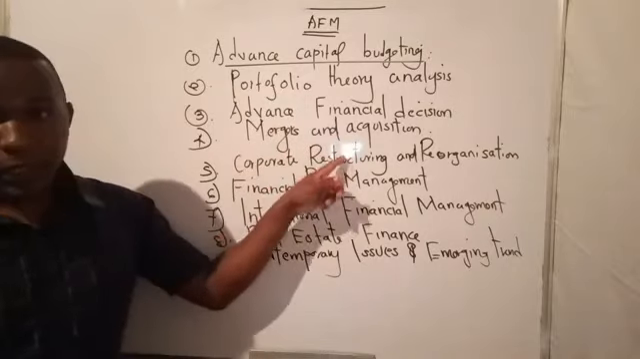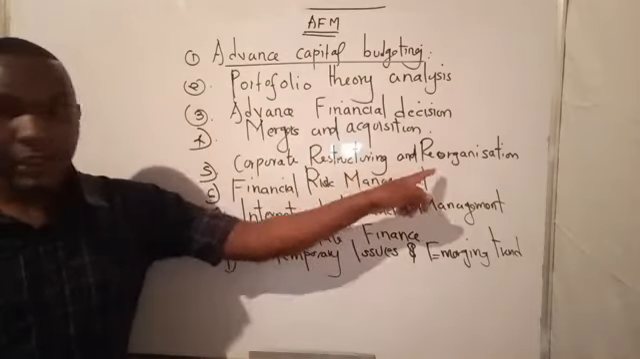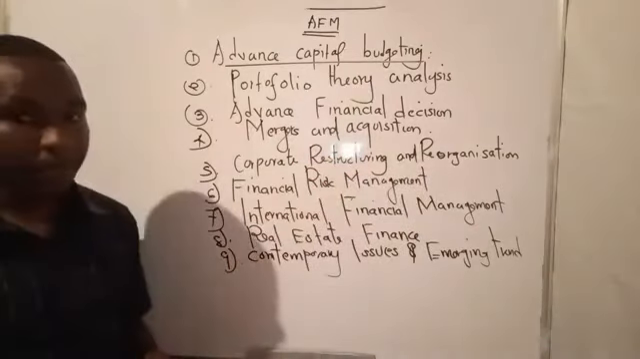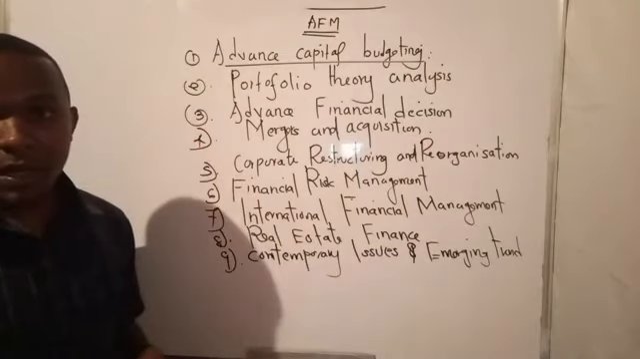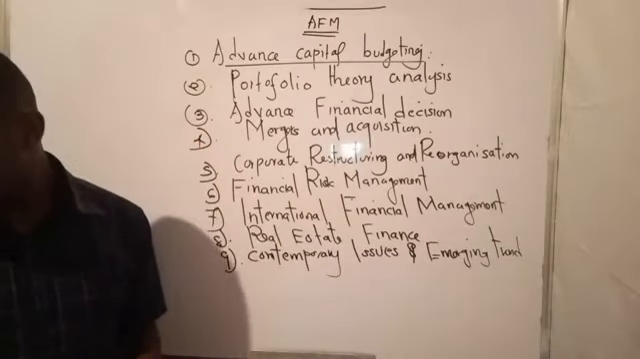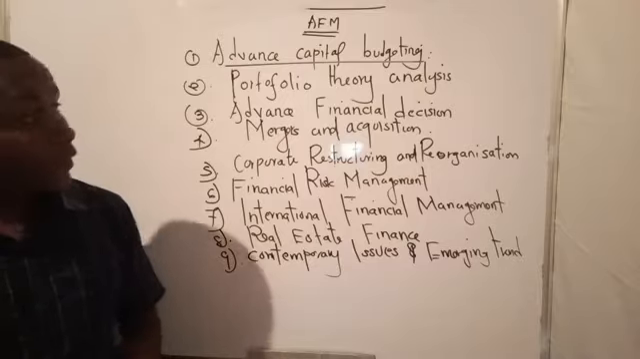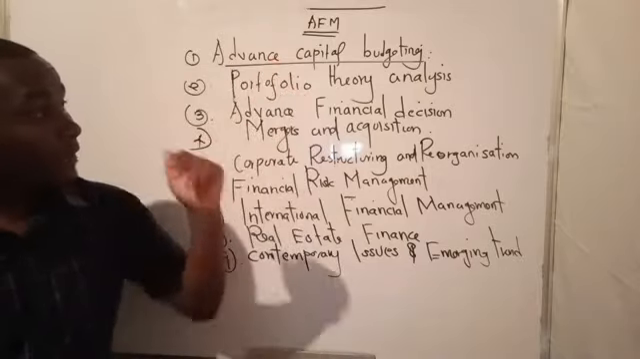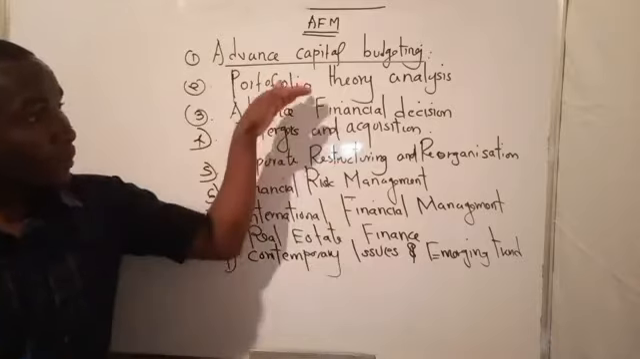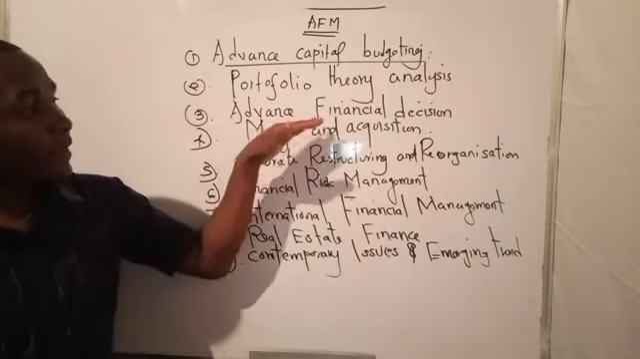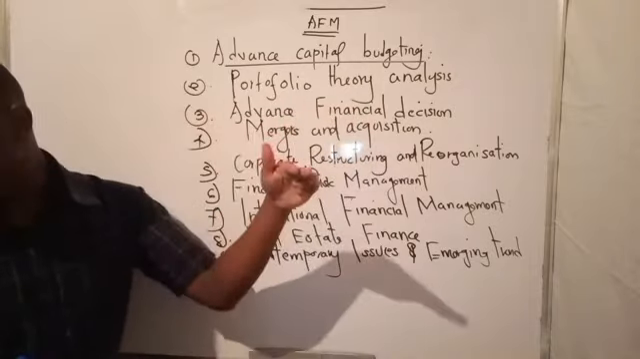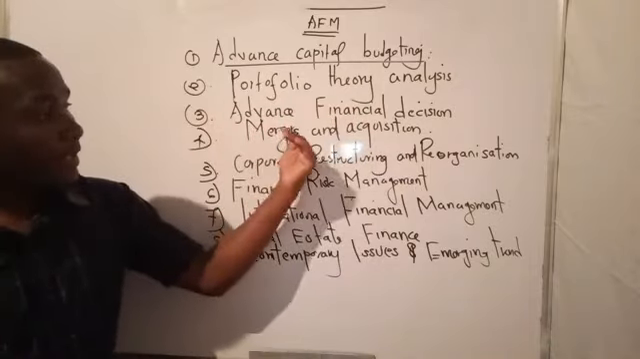So hii na kuna light, so here hii ni restructuring and reorganization. So hizi ni topic zenye unafaa ujue kwa financial management. That is the topic you need to know under financial management. So under advanced capital budgeting, we will see portfolio management, how we can manage risk, and then advanced financial decision, mambo na NBV, capital, mergers and acquisitions.